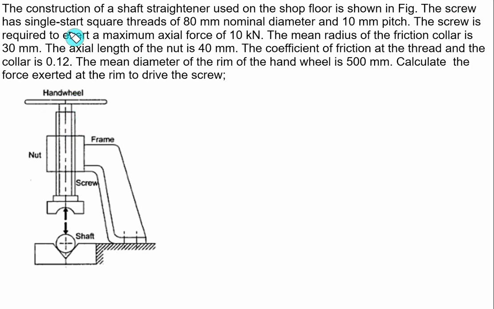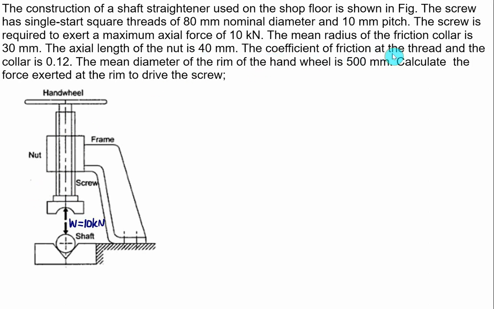The screw has a single start square thread of 80 mm nominal diameter, D0, and 10 mm pitch, that is, lead is equal to 10 mm. The screw is required to exert a maximum axial force of 10 kN. So the maximum force we can apply is W, and that value of W is given as 10 kN. The mean radius of the friction collar is 30 mm. So this collar has a 30 mm mean radius, and the axial length of the nut is equal to 40, so that data is useless for us.